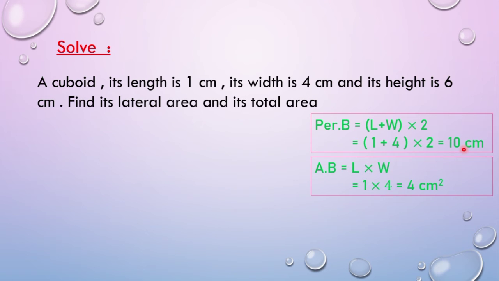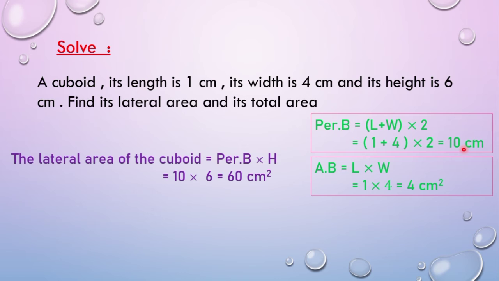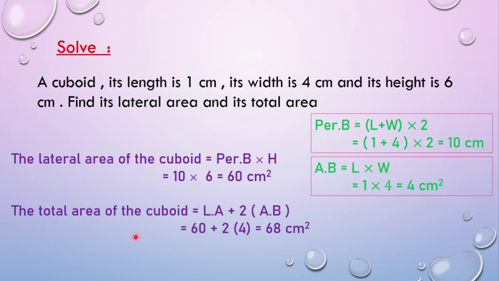So also to get the area of the base, I will make length times width, which is 1 times 4 equals 4 centimeters squared. So to get the lateral area of the cuboid, we said perimeter of base times height. The perimeter we got is 10, so I will make it 10 times 6, because the height is 6. So the lateral area is 60 centimeters squared. The next, to get the total area, of course I should get lateral area and make it plus 2 times area of base. So 60 plus 2 times 4, it will be 68 centimeters squared.